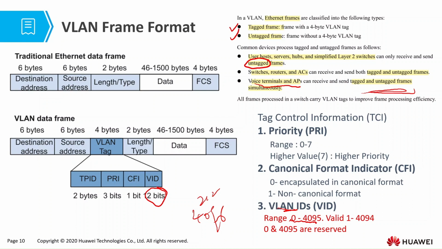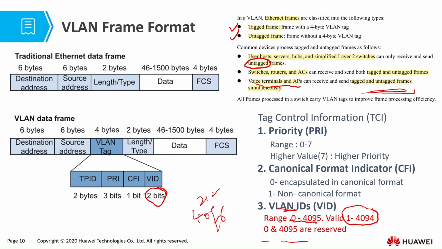Remember, this is always asked in the HCIA Datacom questions. Which range of VLAN ID can you use? 1 until 4094. You cannot use 0 and 4095. The default VLAN is VLAN 1. Now you understand how the VLAN tag is inserted into the frame, and what the VLAN frame format looks like. Basically, you have these four fields in your VLAN tag.